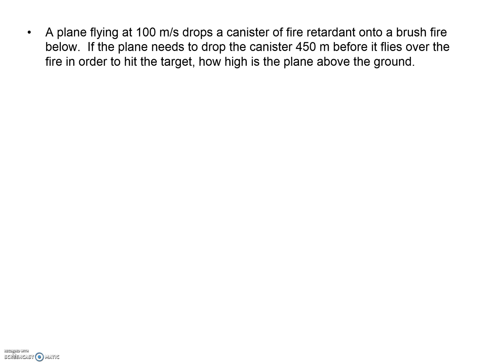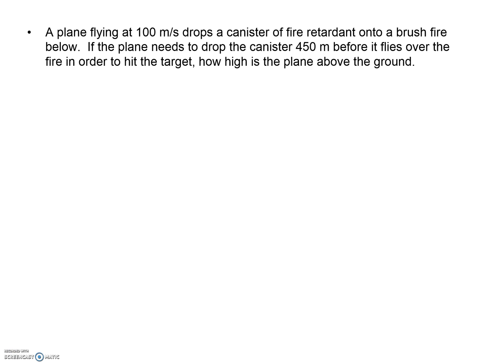So here's your problem. A plane flies at 100 meters per second. It drops a canister of fire retardant onto a brush fire below. If the plane needs to drop the canister 450 meters before it flies over the fire in order to hit the target, how high is the plane above the ground?